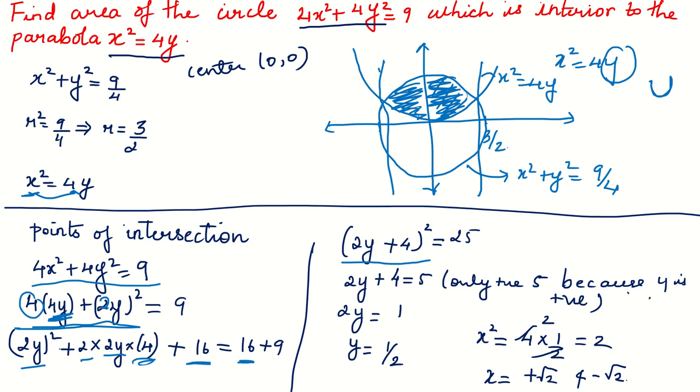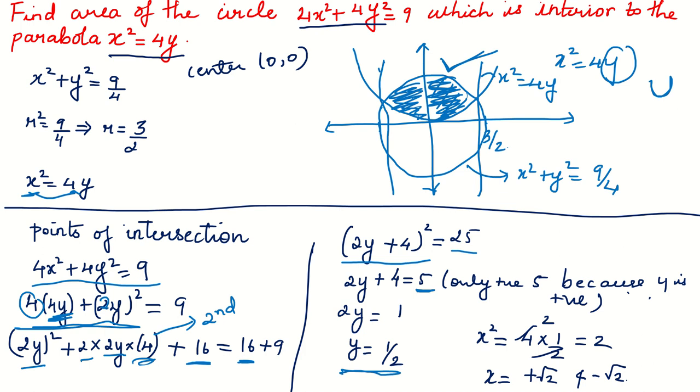How do I get it? First term plus the second term, which is 4, the whole square. That is 16 plus 9 is 25. Now I've taken the square root, and because I'm going to focus on integrating only in the first quadrant, I know my y will be positive. So I have considered the positive value of the square root of 25, that is 5. So I will get here 2y is equal to 1, and y is equal to half.